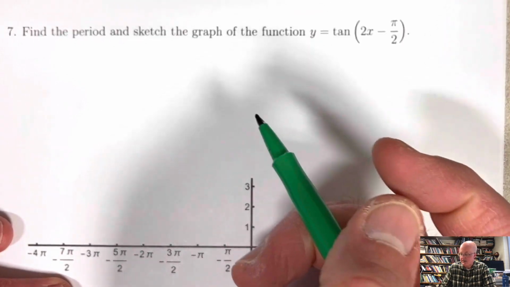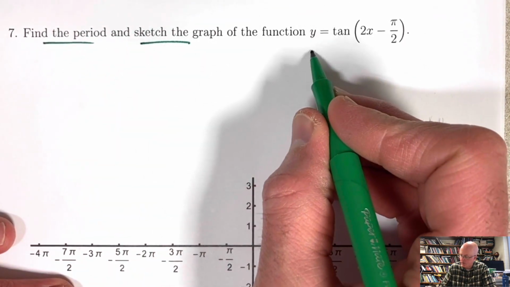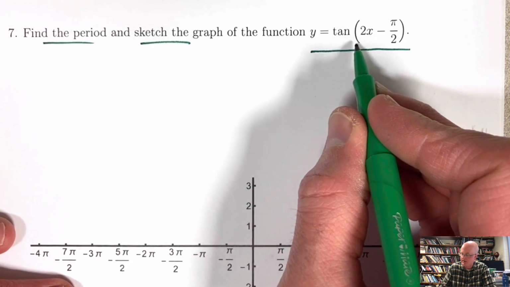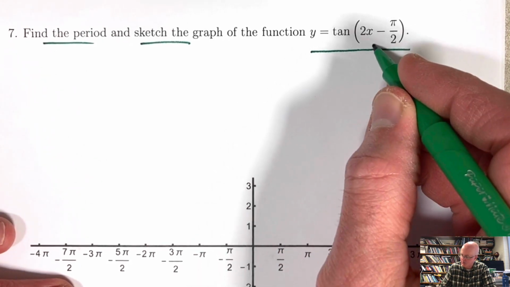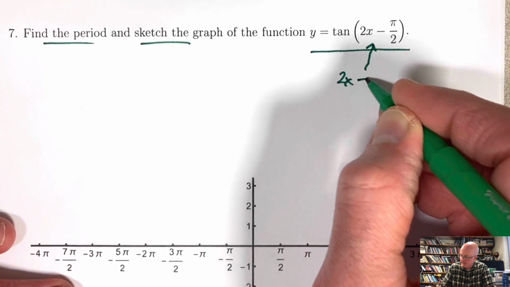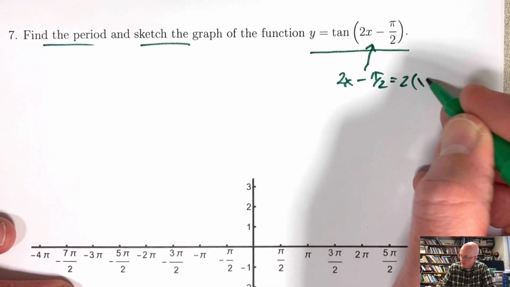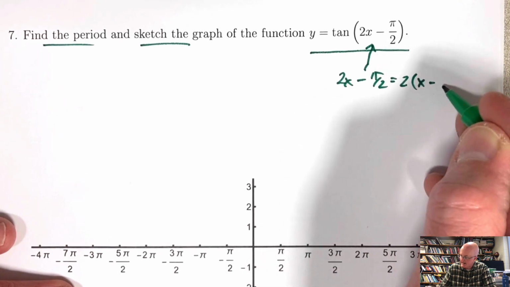Number 7 is a transformation of the tangent function. Find the period and sketch the graph of this function y equals tangent of 2x minus pi over 2. Do something similar to number 6 inside here. Instead of factoring out 1/2 though, let's factor out 2. What do I have to multiply 2 by to get pi over 2?